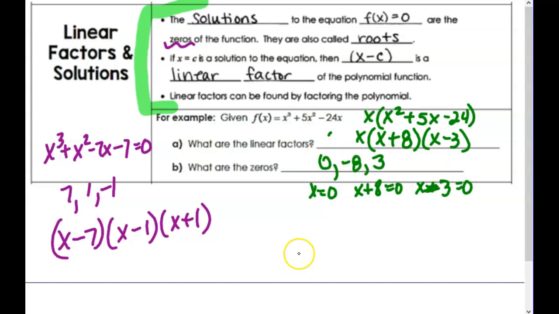Everybody okay? If you graphed it, because it was a positive leading coefficient, it would come from the left. There was a negative 8, a 0, and a 3. So it would come from the left, cross here, and cross here. I don't know how high or low it goes, but that's where the x-intercepts would be, and that's the big chunk of the rest of the lesson.